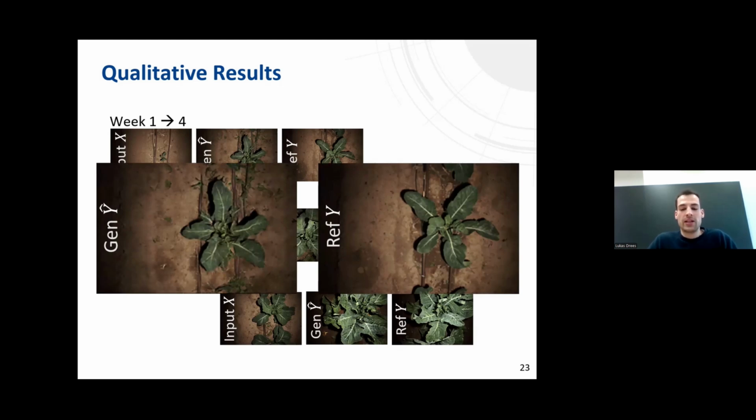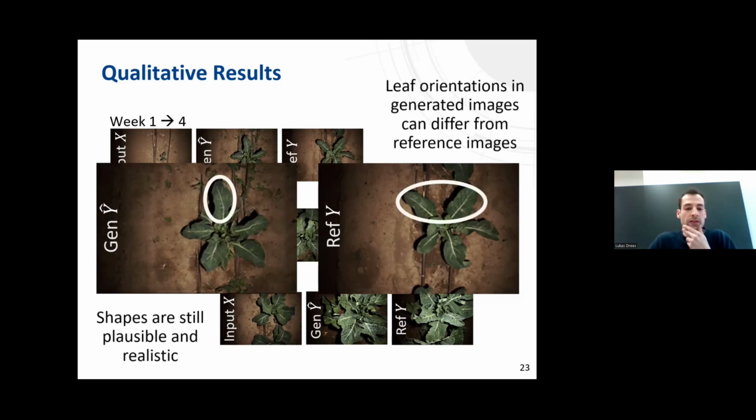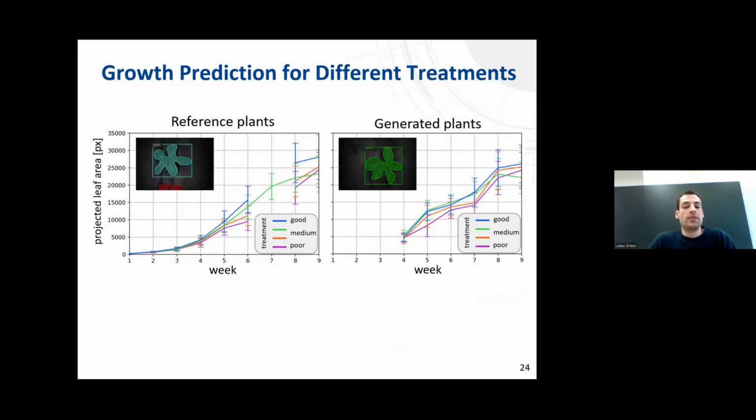But then we ask ourselves, is the model here doing really a bad job? Is it really less accurate, or is it still another possible above ground plant phenotype that is generated here on the left side? And to evaluate this hypothesis, we did a plant trait-based evaluation. So we calculated the projected leaf area, which is the sum of the leaf area you can see from a bird's eye view, from the reference plants, but also from the corresponding generated plants. And then we just compared this for the different treatments and for the different weeks.